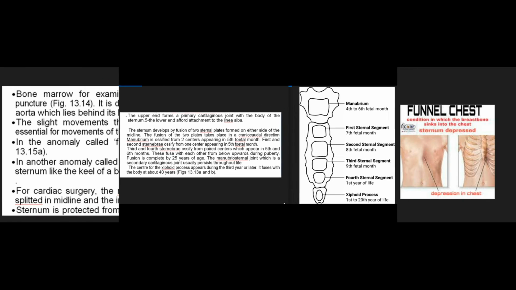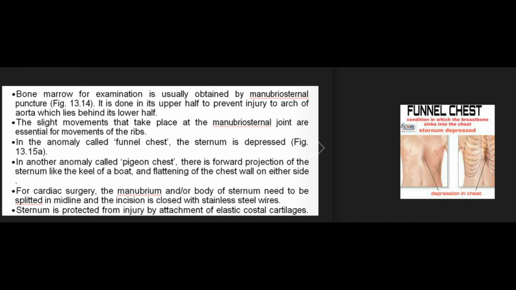Bone marrow for examination is usually obtained by manubriosternal puncture, Fig 13.14. It is done in its upper half to prevent injury to the arch of the aorta which lies behind its lower half. The slight movements that take place at the manubriosternal joint are essential for movements of the ribs.